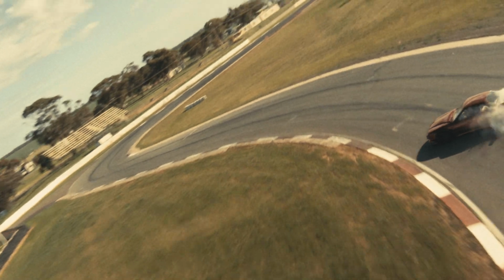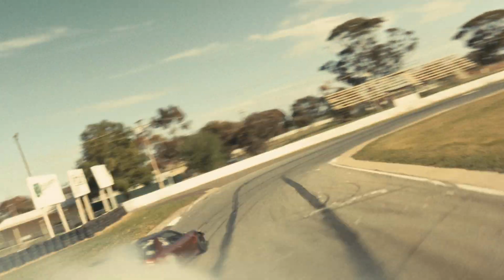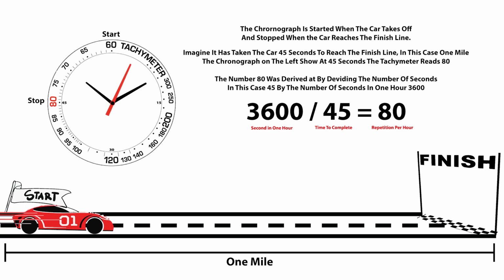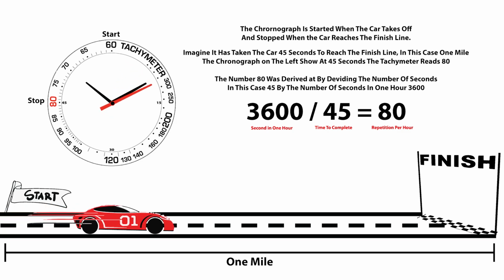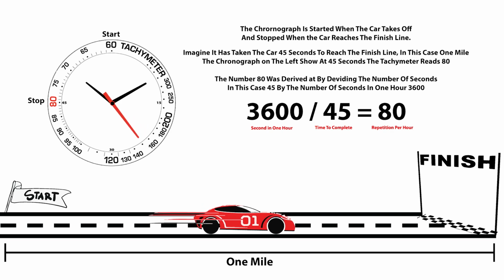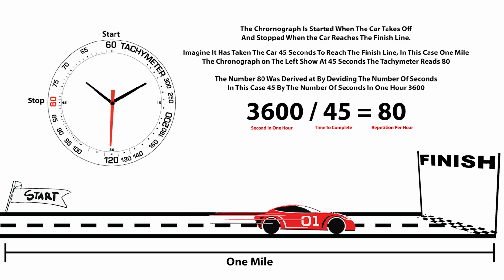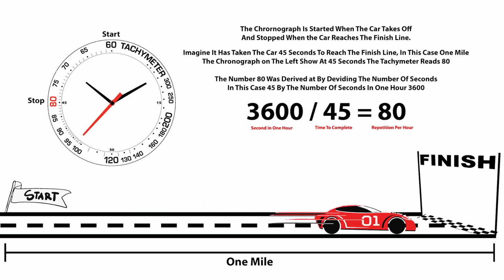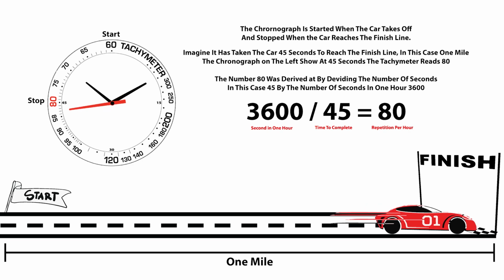The simplest form and most common use for a tachymeter, and I believe the very purpose it was built for, was to track race cars. And to do that, they needed to know the distance from point A to point B. In this case, let's say 1 mile. You would start your chronograph as the car took off, and when the car crossed the 1 mile mark, stop your chronograph. And let's say that it took 45 seconds for the car to travel that 1 mile in distance.